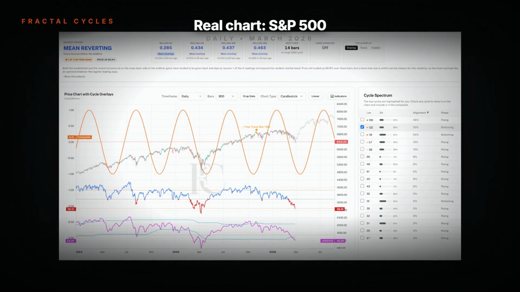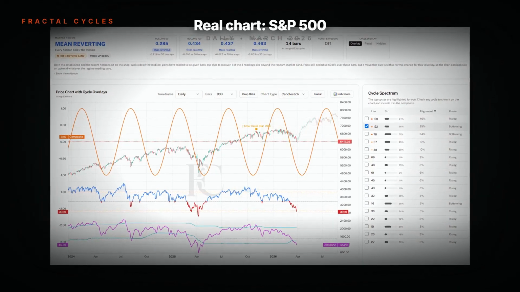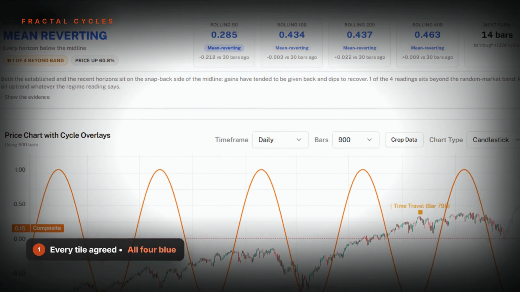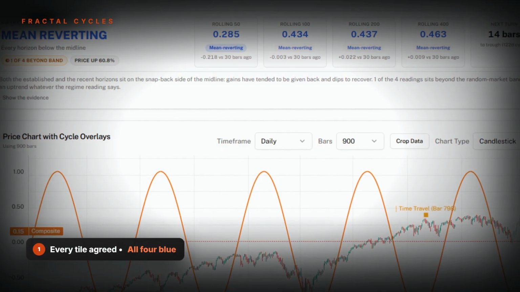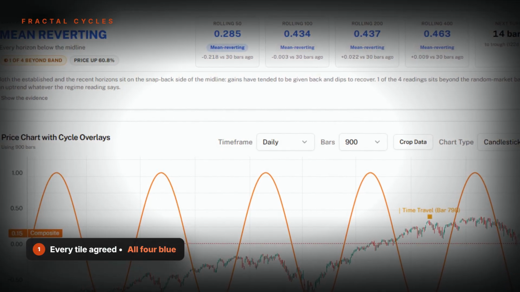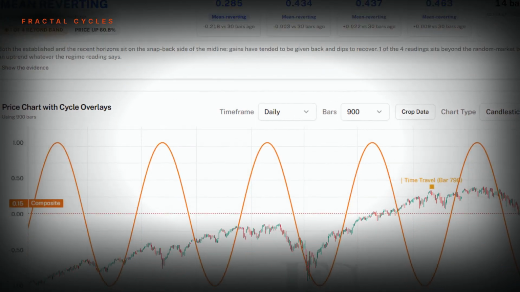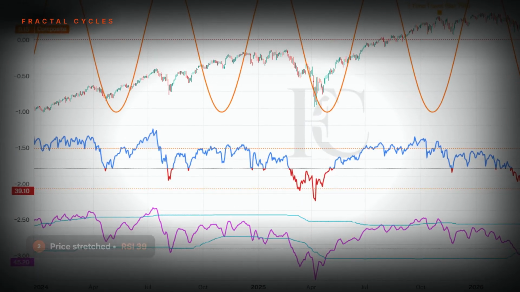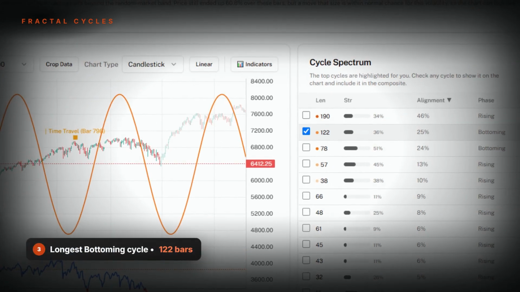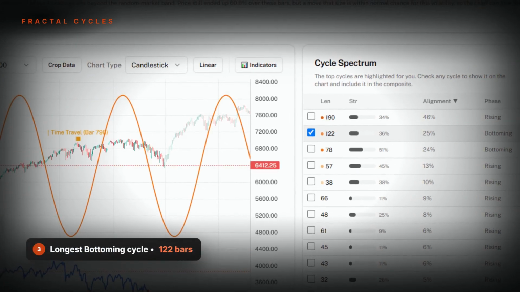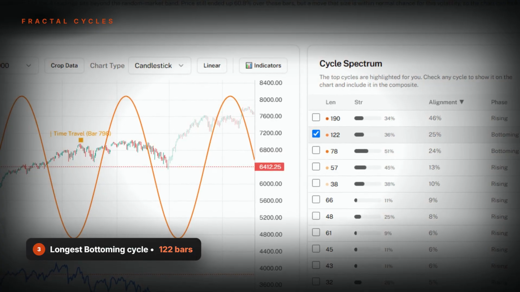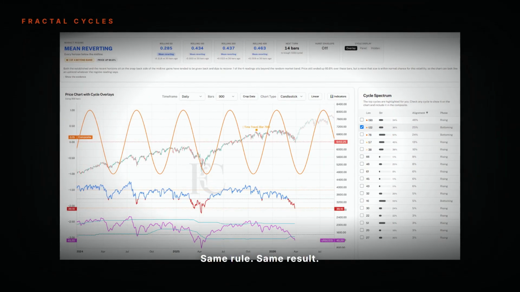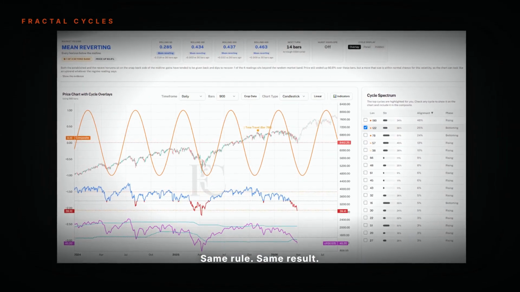Now we come to the S&P 500 futures on the daily chart in March of this year. This time, every single tile agreed because all 4 of them were blue, which made this a strong rubber band market. RSI sat at 39, and so the price was properly stretched as well. 2 cycles qualified again, one at 78 bars and one at 122, and so I take the longer one, which is 122. That cycle called the low, and the market went on to make new highs.